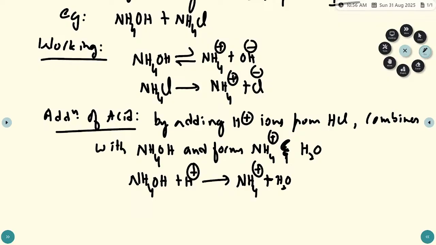Okay, like that. So if you add acid to the buffer, what does it mean? We are adding H plus ions. So by adding H plus ions, what happened? Those H plus ions react with the weak base NH4OH, and we get NH4 plus and H2O formed. And then addition of the next one.